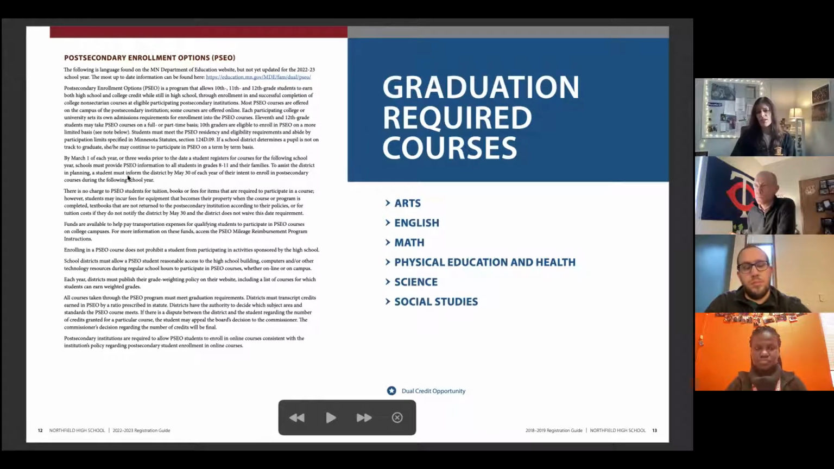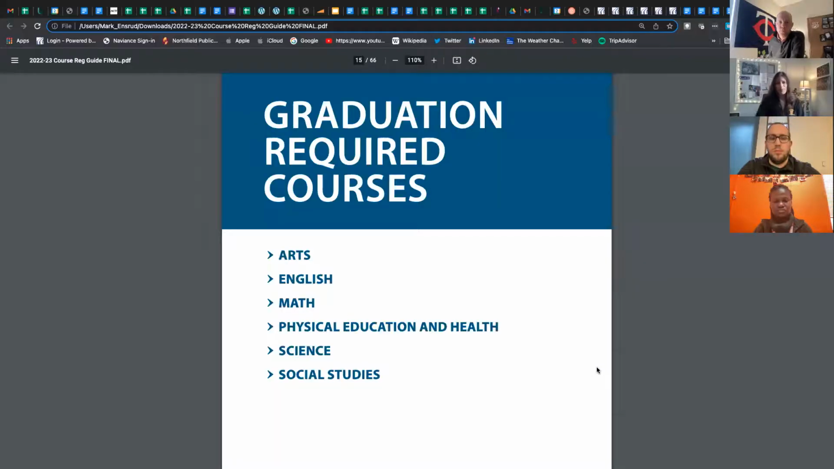A very popular opportunity that students access is post-secondary enrollment option. This is where students potentially take a class at a state college or university in Minnesota, and earn both college and high school credit at the same time. More information will be coming, and this would be again for your long-term planning. This is available to you more in 11th and 12th grade. So Mr. Ensrud is going to talk about the courses that are available for you here at the high school.